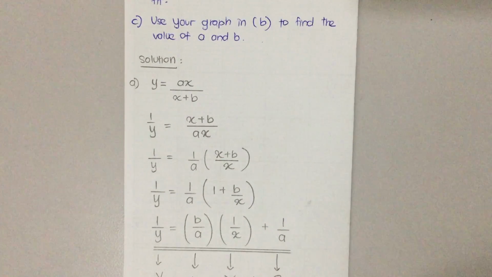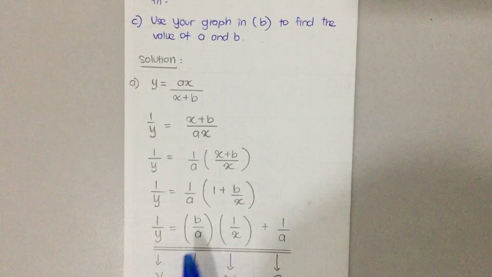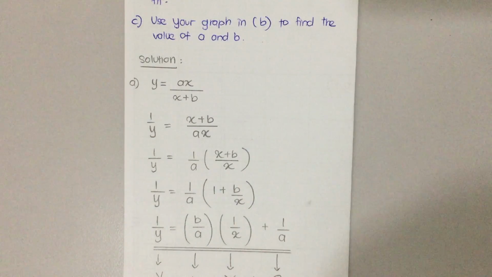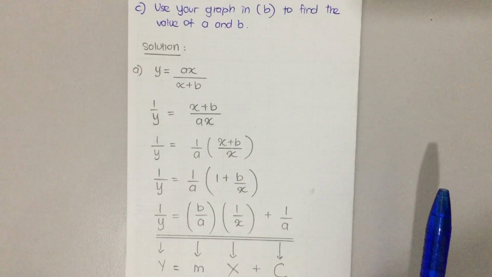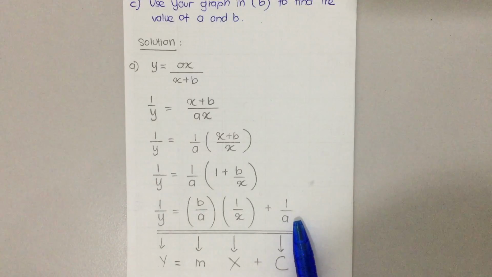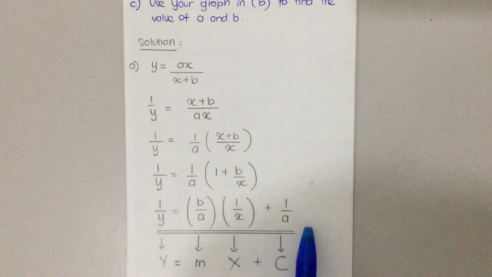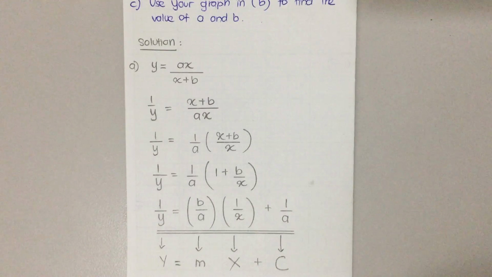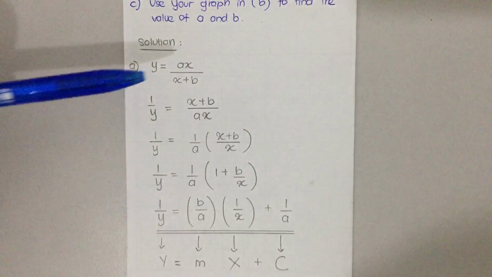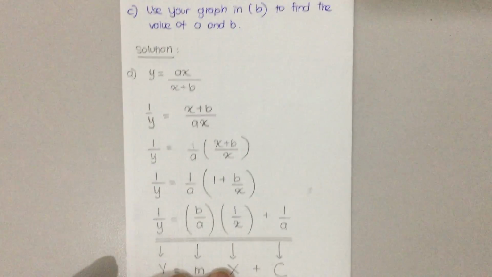In this question, our 1 over y will act as the y-axis. The b over a will be our gradient of the graph. And 1 over x will be the x-axis. Finally, the y-intercept will be 1 over a. So this will be our straight line equation form. Guys, we have already successfully changed the non-linear equation to the linear form. I hope you understand the step-by-step working that I've shown to you. Okay, let us proceed to the next step now.